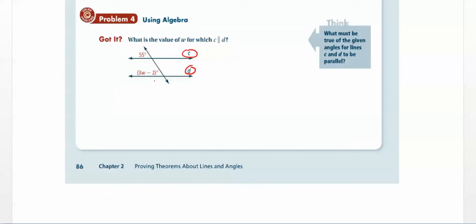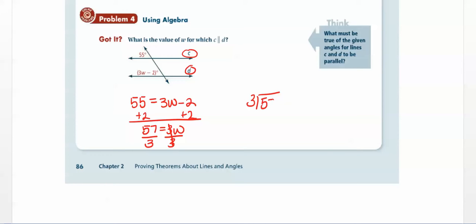Well, we know these are corresponding, and corresponding angles should be congruent. So we're going to take 55 and set it equal to 3W minus 2. I'm going to add 2 to both sides. 57 is equal to 3W. Divide by 3. Now that looks ugly, but 3 actually does go into 57. It's 19. So W would have to be 19. Okay, and we are done.